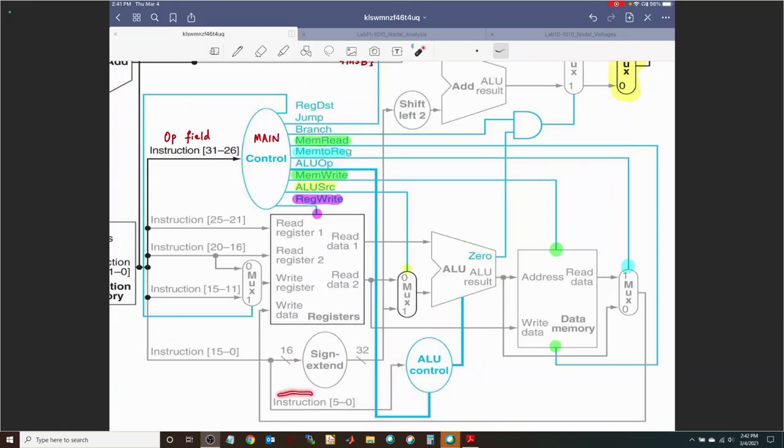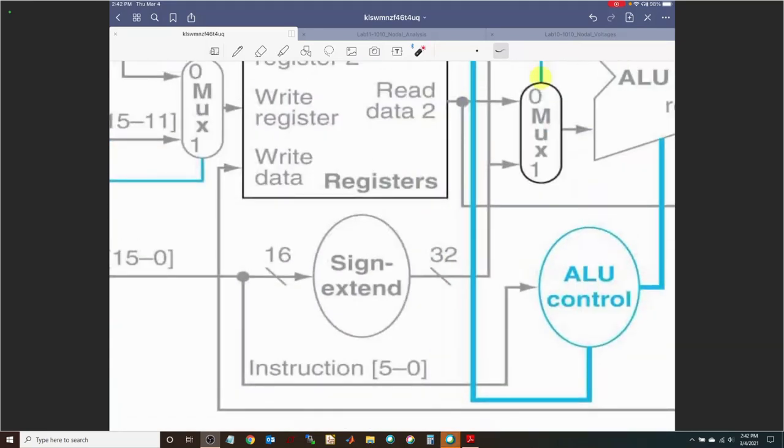What is in that field? Well, it depends on the type of instruction. So if it were an R-type instruction, what would you get from the 6 least significant bits of that instruction? Anyone?